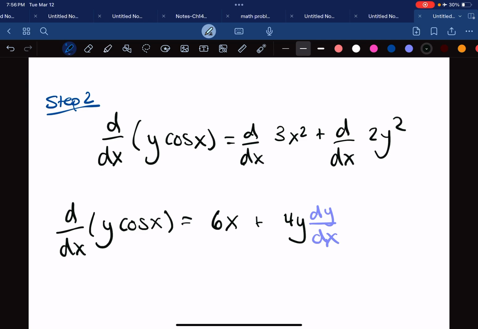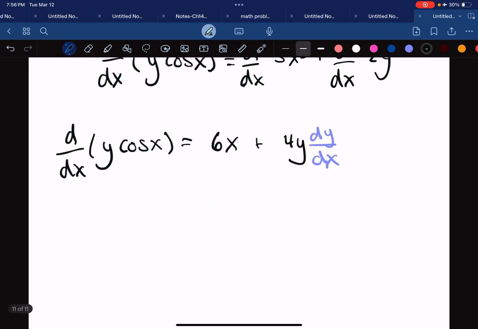And now let's go back to the left side of the equation, because for this I'm going to need the product rule, because I have one function multiplied by another function. So when I take the derivative of two products, I get the derivative of f times g plus f times the derivative of g. So now my f is equal to y, and my g is equal to cosine x.